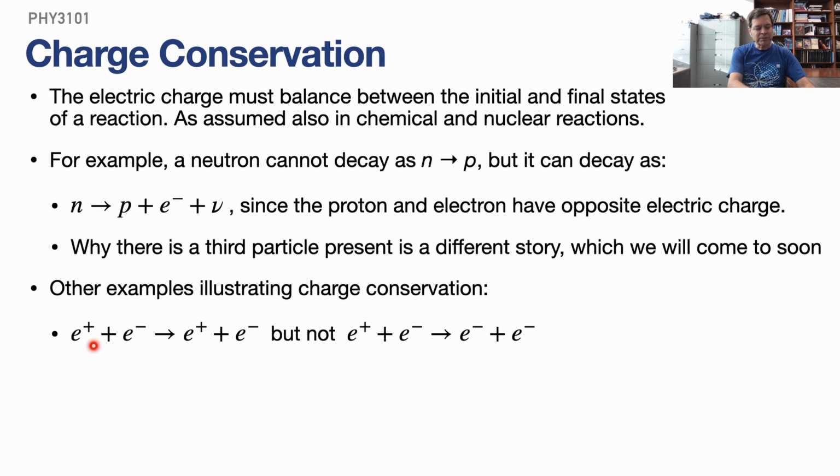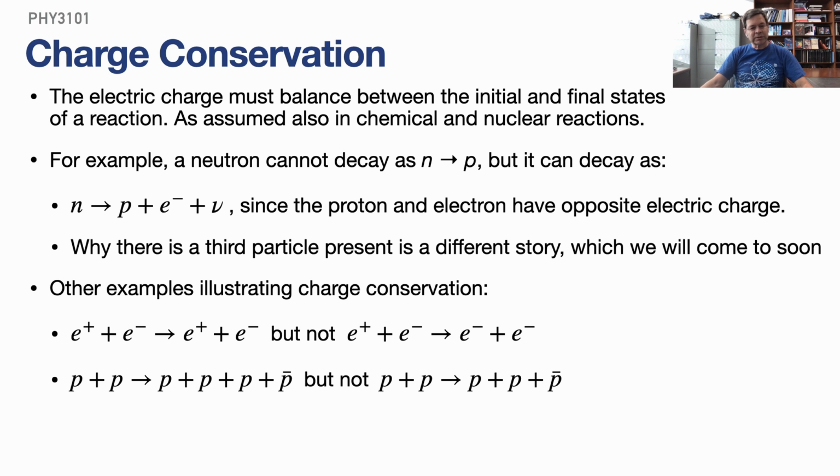For example, you could have a reaction combining a positron with an electron. They could scatter and produce a positron and electron again in the final state. Maybe they just did a Coulomb scattering. But you can't have a positron and an electron come together and make two electrons. On the left side, you'd have neutral charge, a plus and a minus, which would balance to zero. And on the right side, you'd have twice the negative charge of the electron, and that is not conserved.